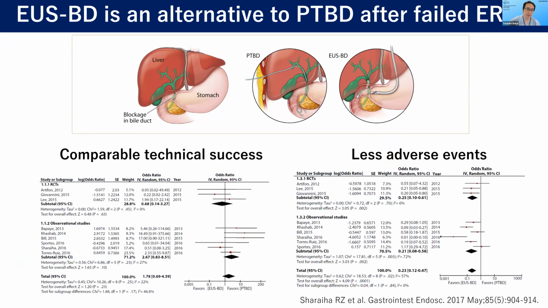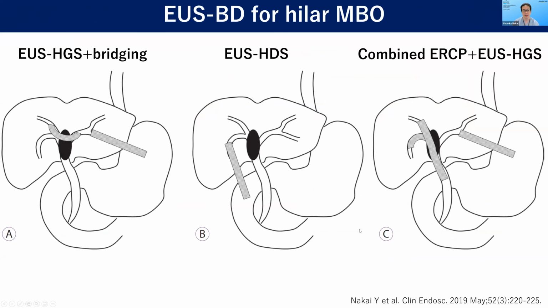And we know EUS-BD can be an alternative to PTBD after failed ERCP. In this meta-analysis, PTBD and EUS-BD have a comparable technical success rate, and the adverse event rate is lower in the EUS-BD. So we are increasingly using EUS-BD for hilar malignant biliary obstruction.